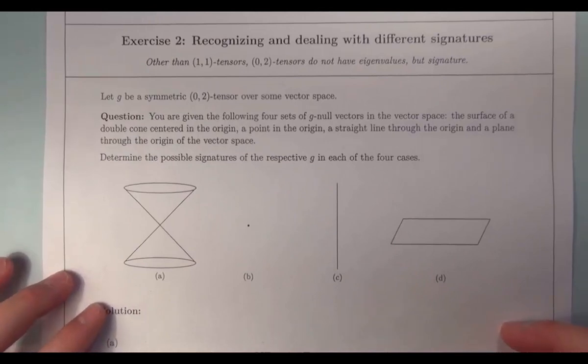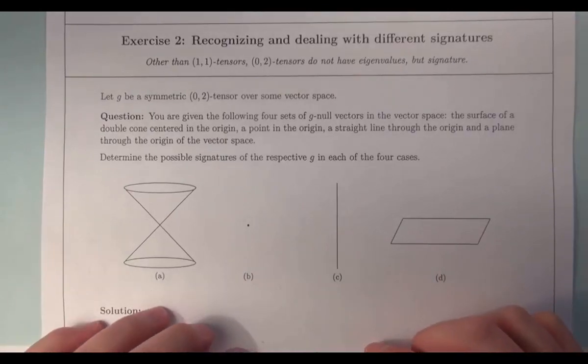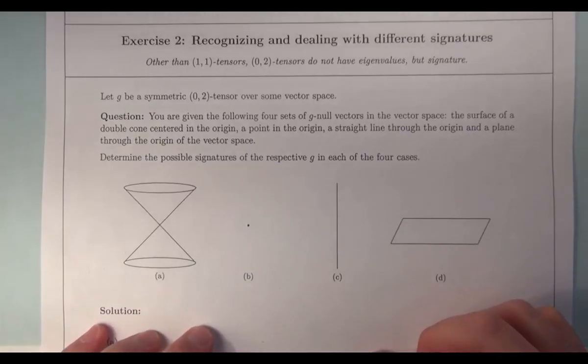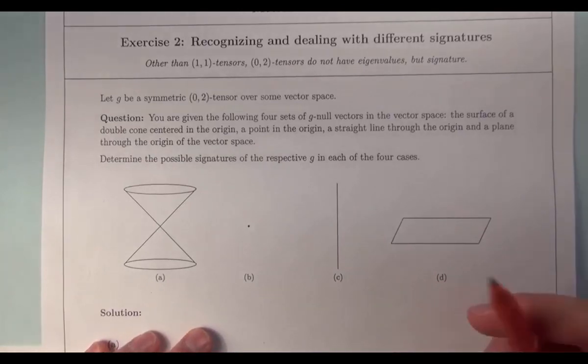Let g be a symmetric (0,2) tensor over some vector space. You are given the following four sets of null vectors in the vector space: the surface of a double cone centered in the origin, a point in the origin, a straight line through the origin, and a plane through the origin of the vector space. We are now asked to determine the possible signatures of the respective g in each of the four cases.